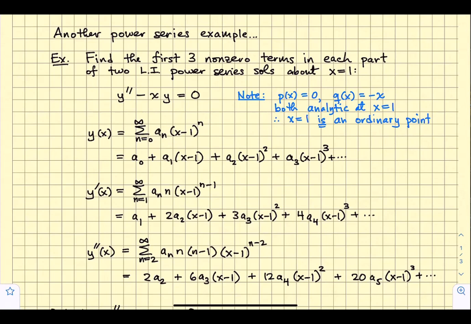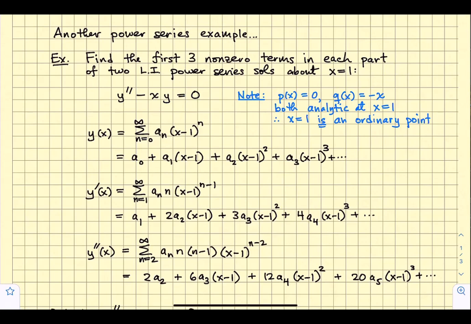Here we just want to work through another power series example to show you some other things that can come up and how to handle them. So let's find the first three non-zero terms in each part of the two linearly independent power series solutions about x equals 1 for the differential equation y double prime minus x times y equals 0.